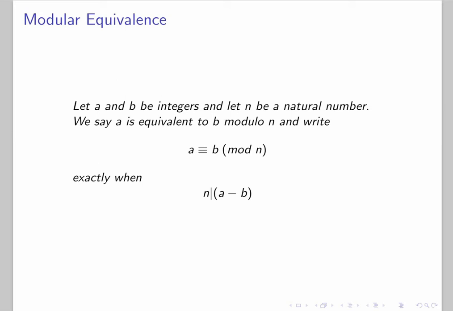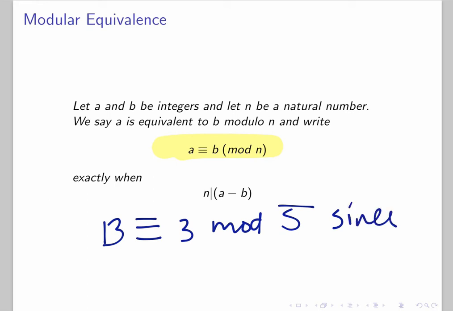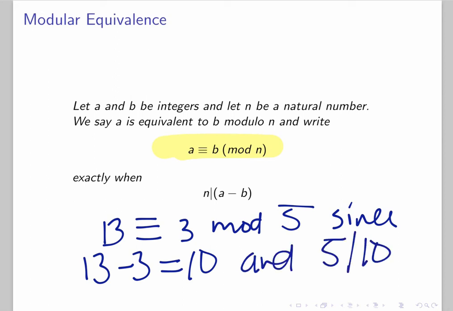So if we have two integers, a and b, and n is a natural number, so positive, we say that a is equivalent to b modulo n, and write this a ≡ b (mod n). What that means is that n divides a minus b. So if we had something like 13, we could say 13 is equivalent to 3 mod 5, because 13 minus 3 is equal to 10, and we know that 5 divides into 10. So 13 is equivalent to 3 mod 5, because 13 minus 3 is 10, and 5 divides into 10.